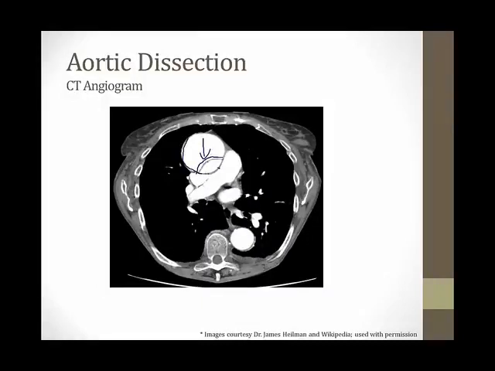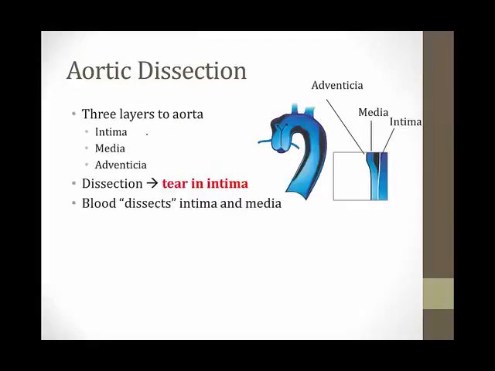It's created this dissection flap, and thus you can see blood in the true lumen, which is here, and in what's known as the false lumen, which is the space between the layers of the aorta, shown where I just circled with my pen.